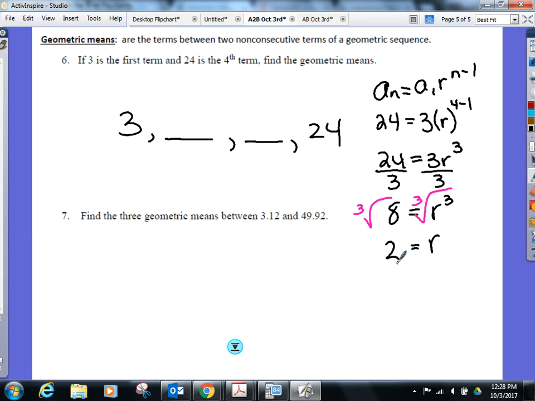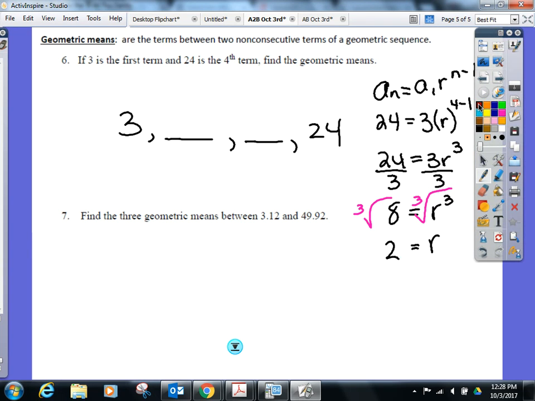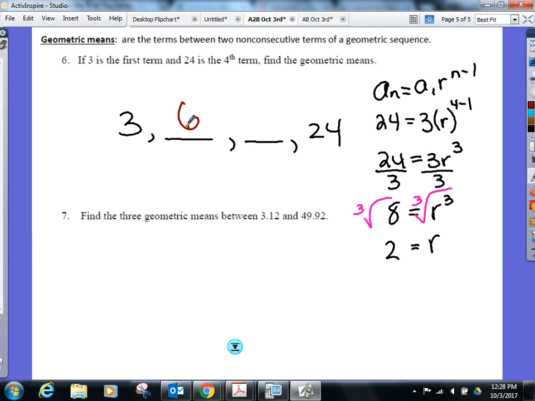What do I do with that 2 to finish this problem off? Remember, it's geometric. What do I do with the 2? Multiply by 2. Ready? So second term will be 6. Third term, 12. And then, hey, look, what happens when you multiply by 2 again? Must have did something right. I end up with that 24 I was given. So those are the 2 I need.